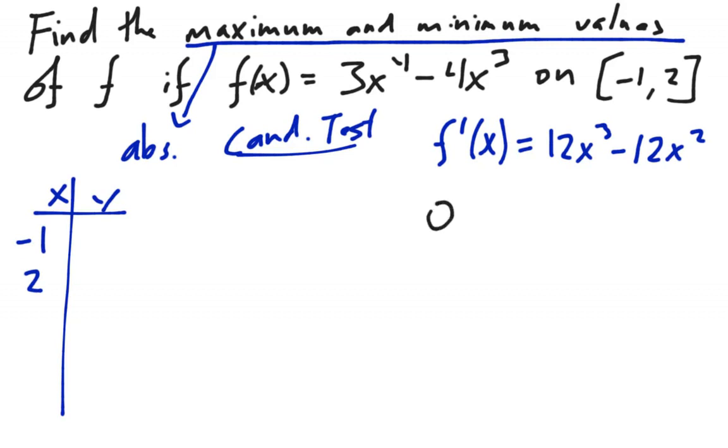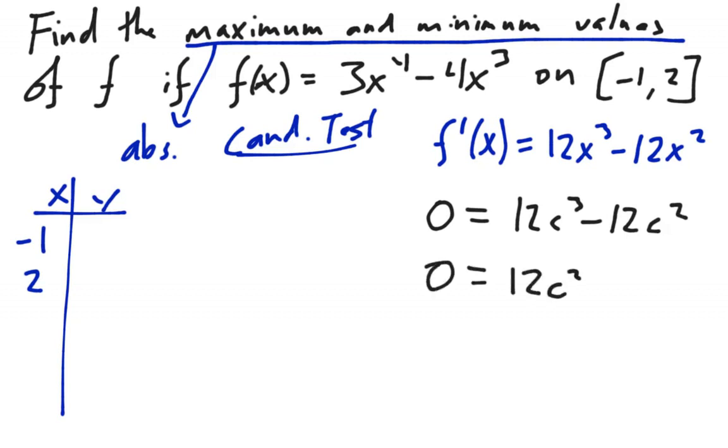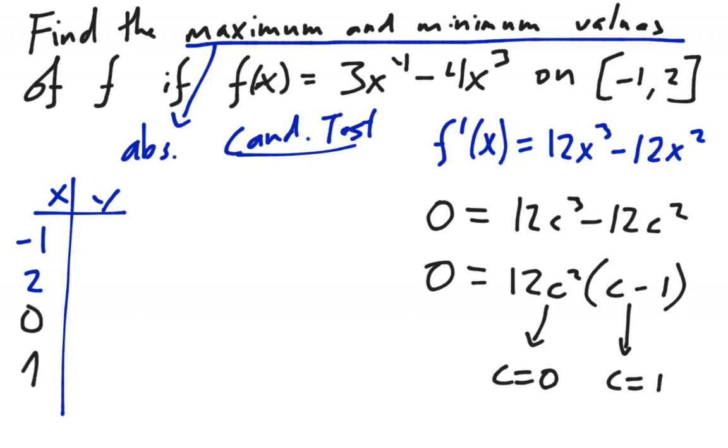When I do this, oftentimes I like to replace x with c so that I remember that I'm finding critical numbers. So we'll do 12c cubed minus 12c squared. We'll factor out a 12c squared out of both terms, and we'll be left with c minus 1. That means that the two critical numbers are c equals 0 and c equals 1. So I put them over here in my candidates test. And now it's the easy part.